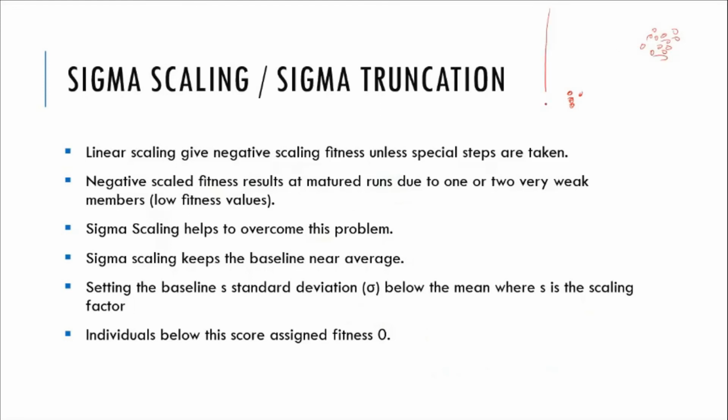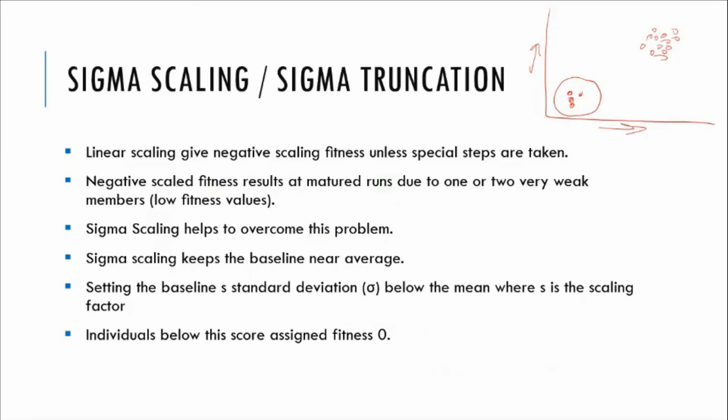So if these are the individuals and these are the fitness values, then in most cases there is a chance of the scaled fitness of these particular individuals being negative. That is a chance. So in order to avoid this condition, that is the negative fitness values, we use the sigma scaling. The sigma scaling or the sigma truncation helps to overcome this problem.